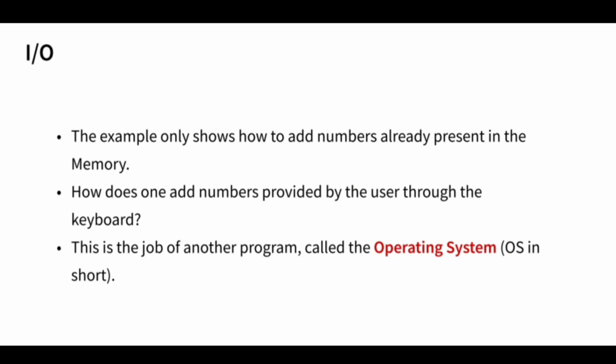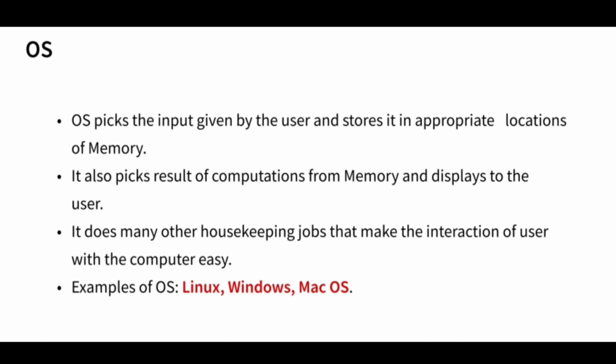the previous example shows only how to add numbers already present in the memory. Then, how does one add numbers provided by the user through the keyboard? This is the job of another program called the operating system. It is the most important software that runs on a computer. It manages the computer's memory and processes as well as all of its software and hardware. It also allows you to communicate with the computer without knowing how to speak the computer's language.